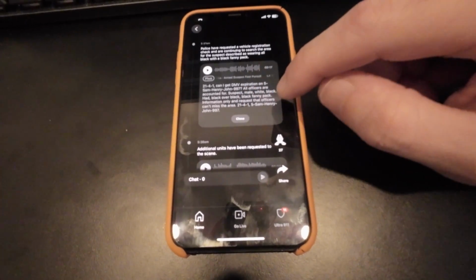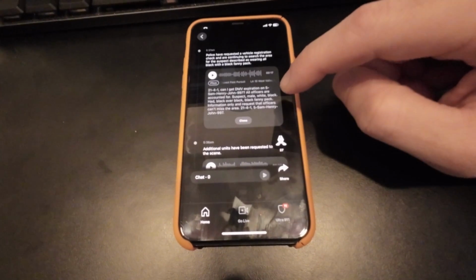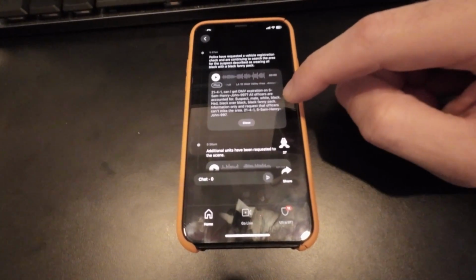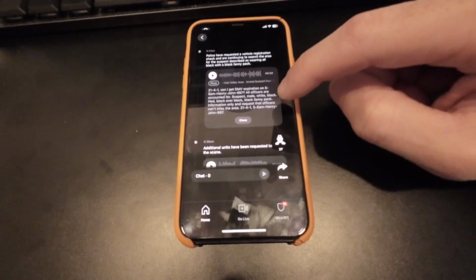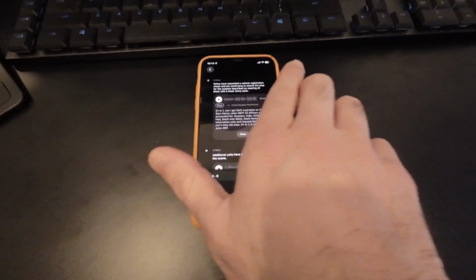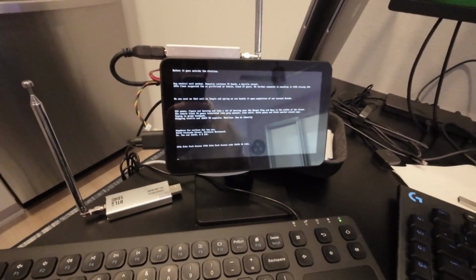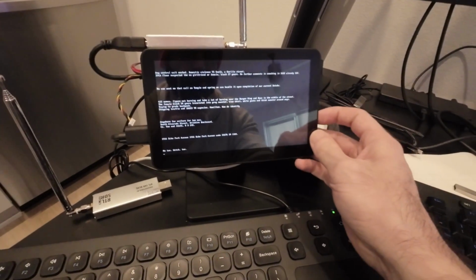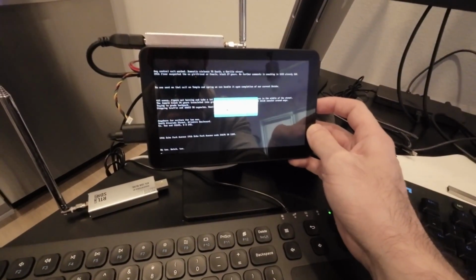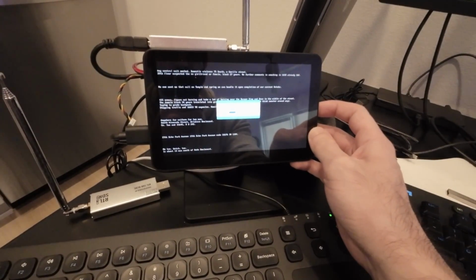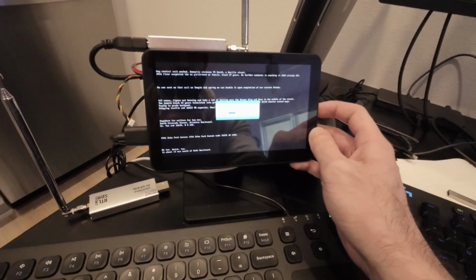So the transcription is actually really good. Like I said, I'm not sure if they're using people to do this or some automated service, but this was the inspiration for what I'm about to show you. So what I've got going here is the SDR trunk software running in the background. You should be able to hear some callouts.